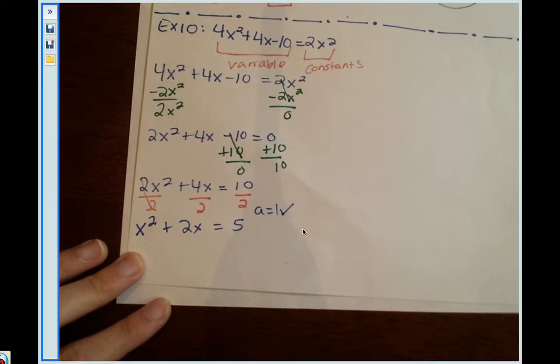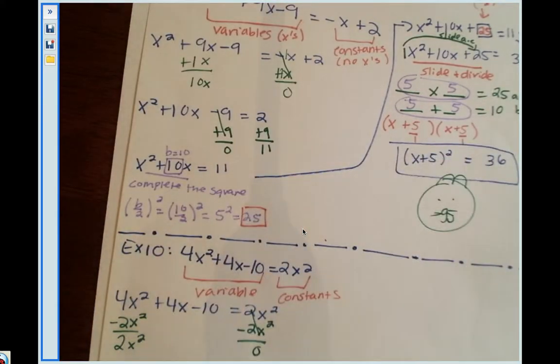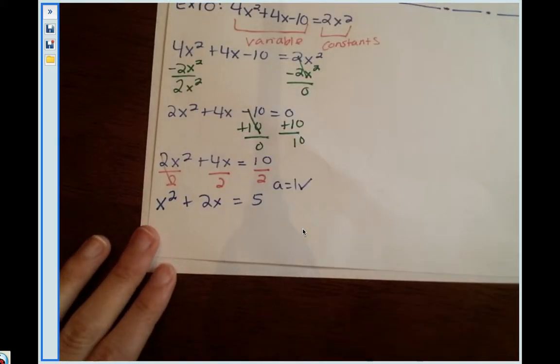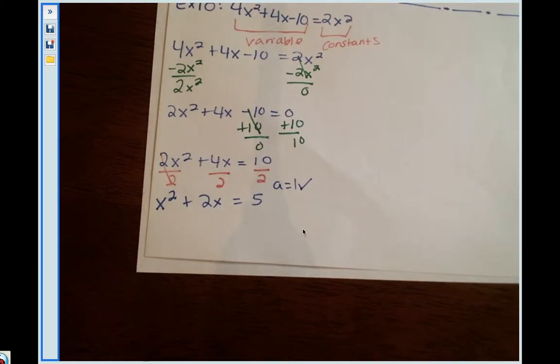Now that a is equal to 1, we can progress and complete the square and follow the rest of these lovely steps. So get excited. Our a value is 1. So from here, I'm going to be completing the square.